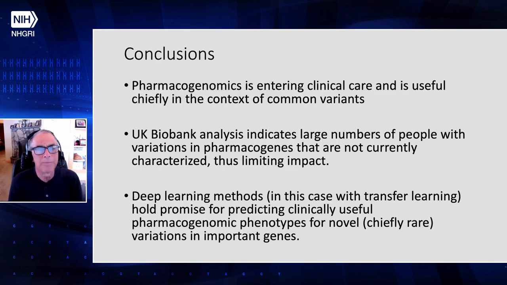So let me end there. Pharmacogenomics is in the clinic. The UK Biobank and other resources tell us that there's a lot of people who cannot benefit from pharmacogenetics because we don't know the function of their rare or novel variants. These deep learning methods, such as I showed you today, hold a lot of promise for producing clinically useful predictions, even when they're not perfect. And that's something else we can talk about later. Thank you very much.